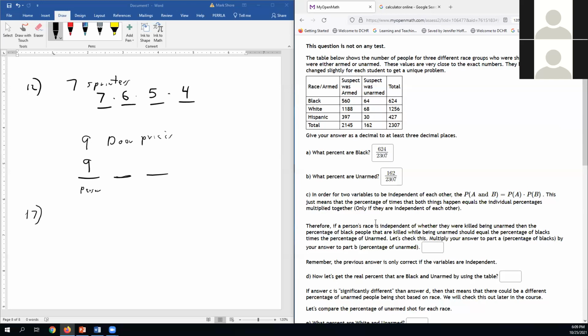So there was no blank to fill in there. It's just kind of giving you a definition of what it means to be independent. See, one coin is independent of another coin. It doesn't matter what the coin does. So here, going through this says, therefore, if a person's race is independent of whether they were killed being unarmed, then the percentage of Black people that are killed while being unarmed should equal the percentage of Blacks times the percentage of unarmed. Let's check this. Multiply your answer to part A times your answer to part B.